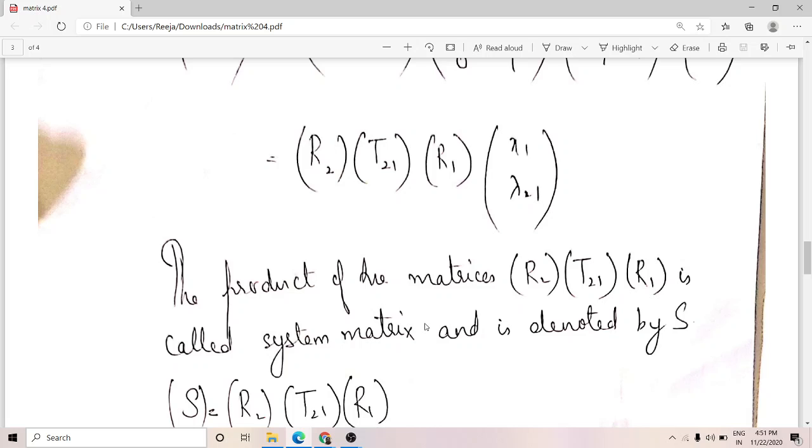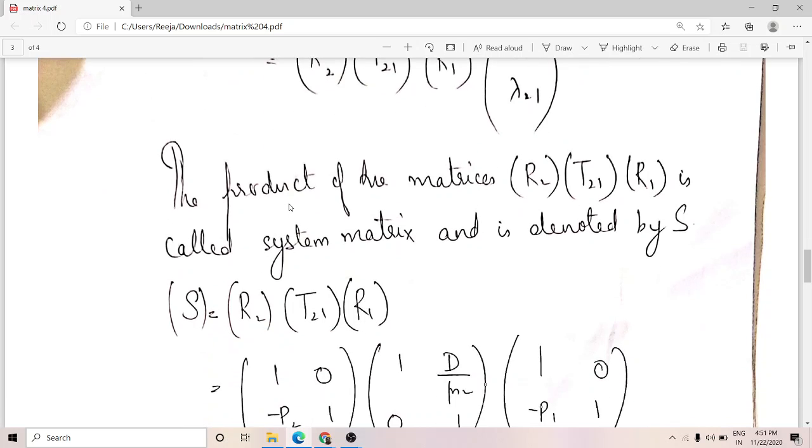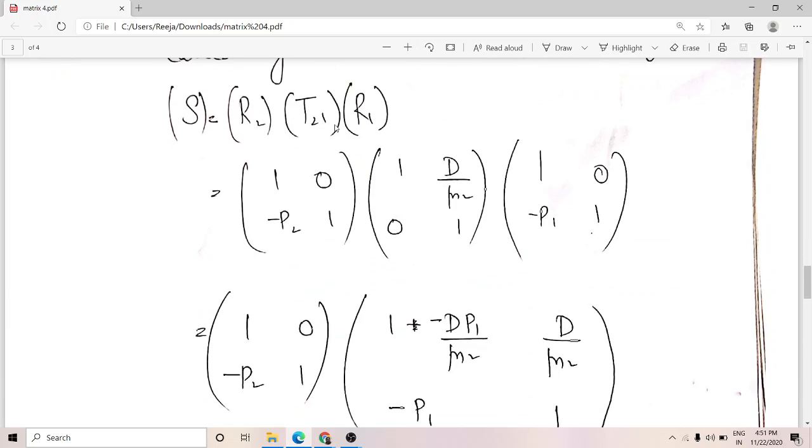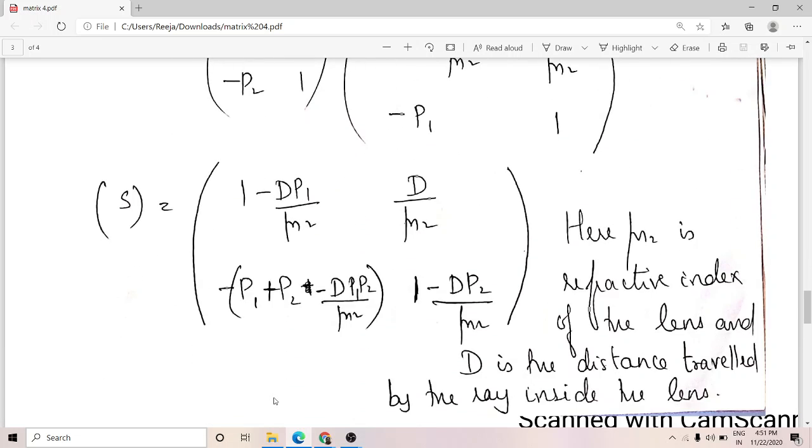Now the product of these three matrices is called the system matrix. It encompasses all the changes, the total change in the ray. So S is equal to R2 T21 R1. Next, what we do is matrix multiplication. You multiply from right to left. That is, first you multiply these two matrices, then its answer is multiplied with this matrix, so that you get the result in this manner.